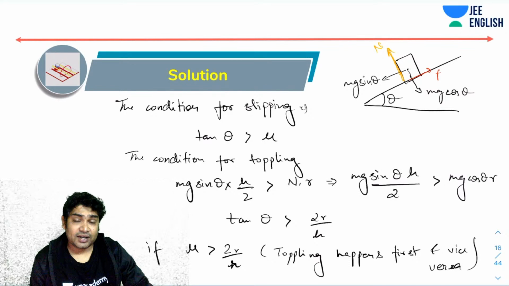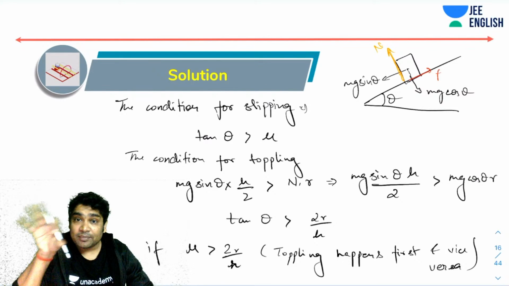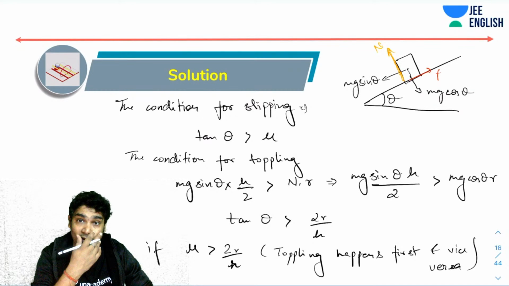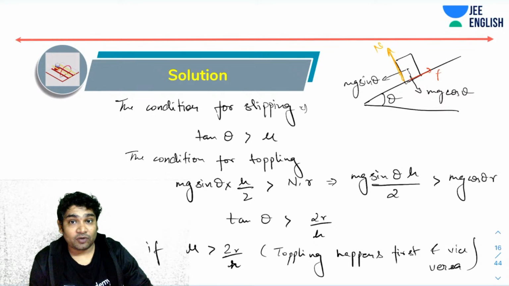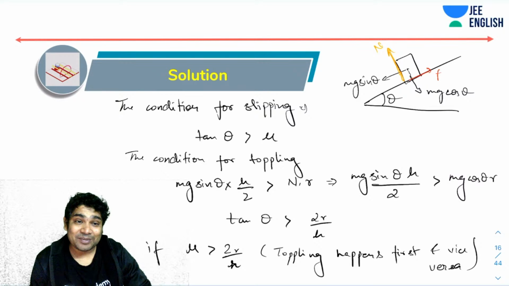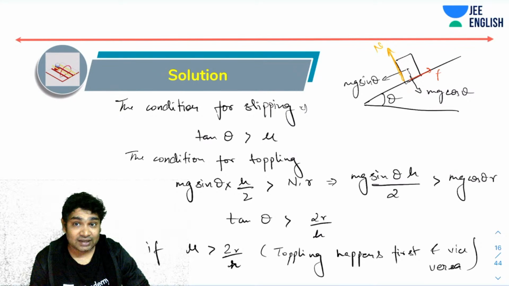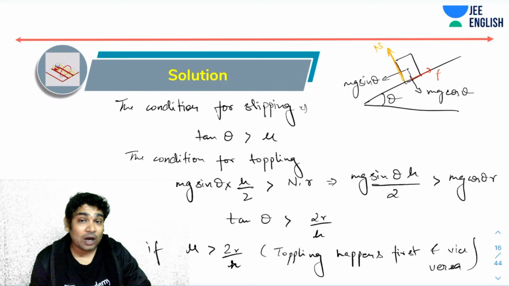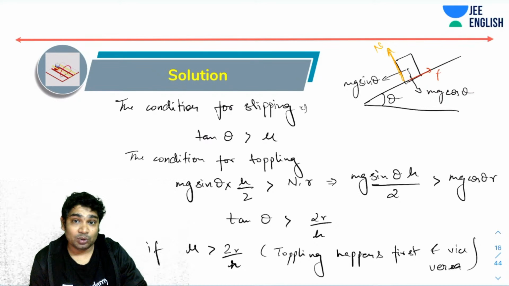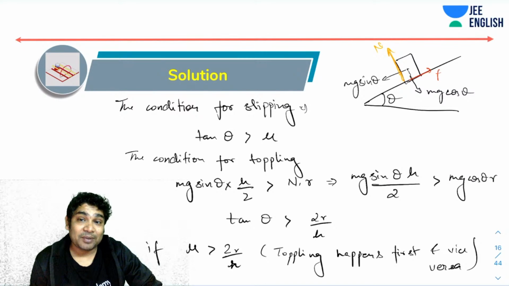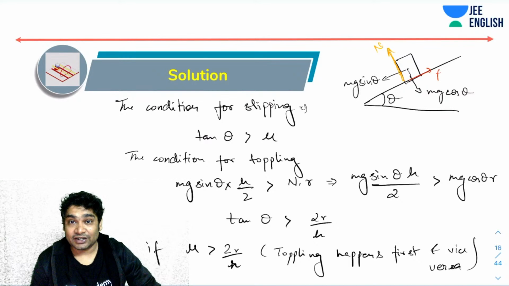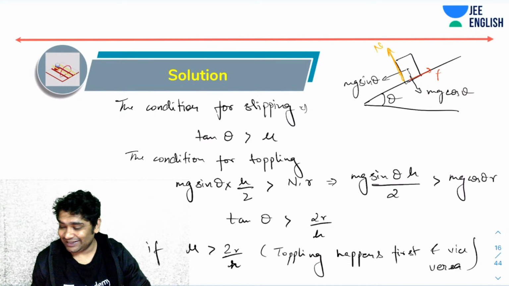All you need to figure out is that as you keep on increasing the angle, which of the conditions would come first. Will the condition for toppling happen first, or will the condition for slipping happen first? So if mu was greater than 2r over h, then as you increase the angle, tan theta would become greater than 2r over h first, and it will still be less than mu. So in this kind of case, toppling will definitely happen first. And if it was the other way around, then slipping would have happened first. So this is the required condition. I hope everybody's feeling comfortable with this.